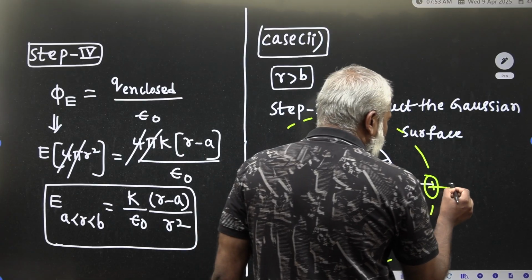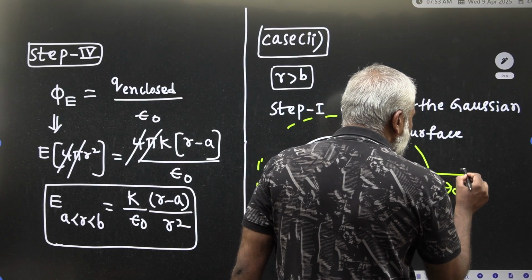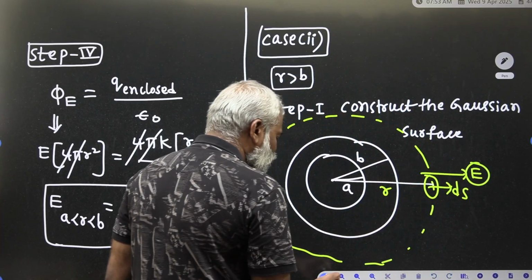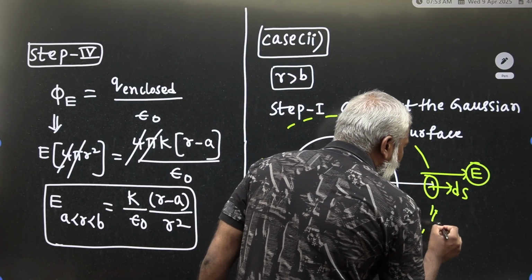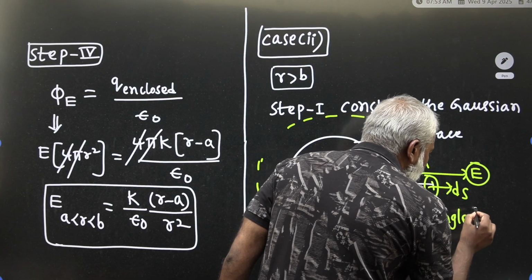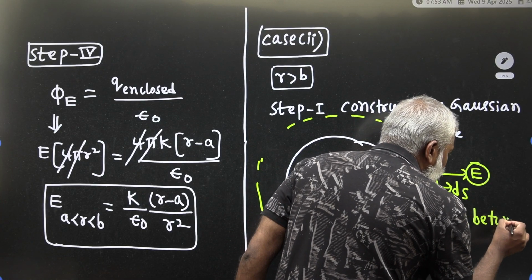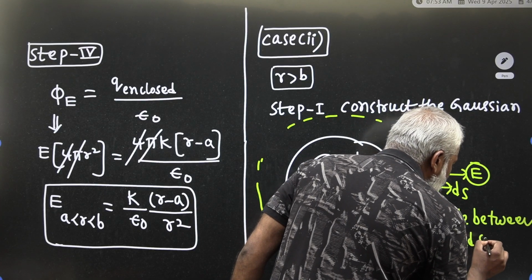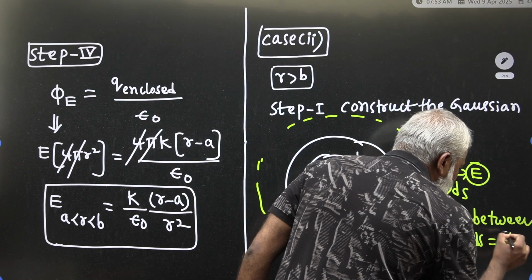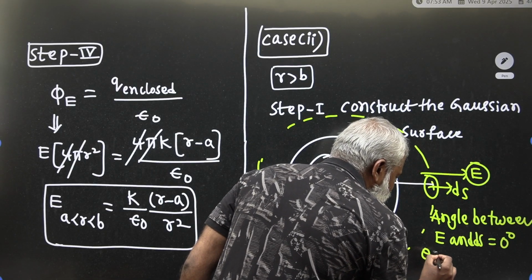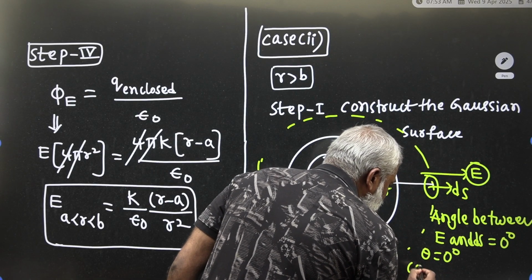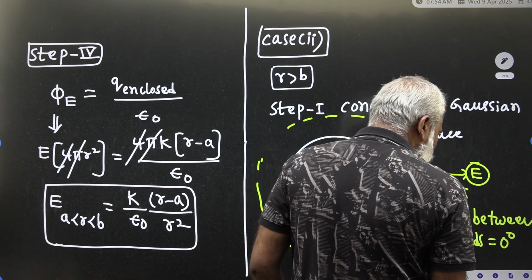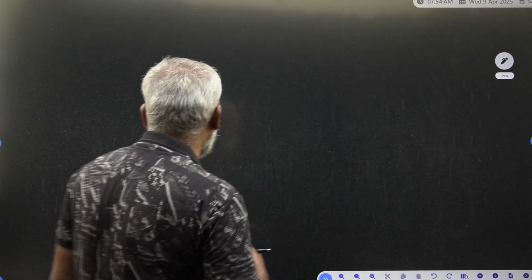Now, the area you consider as ds area. The electric field is always normal to the Gaussian surface. So, the angle between whom and whom? The angle between E and ds is equal to 0 degrees. So, theta is equal to 0 degrees, and cos 0 is equal to 1, we have to write. Now, next step 2. What is your step 2?